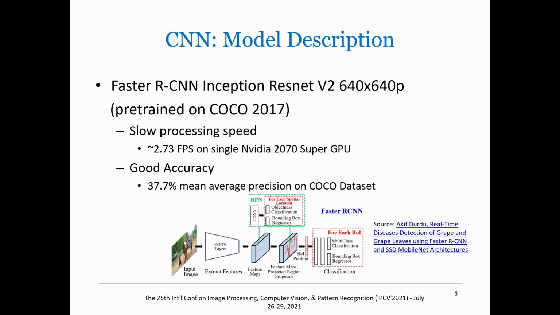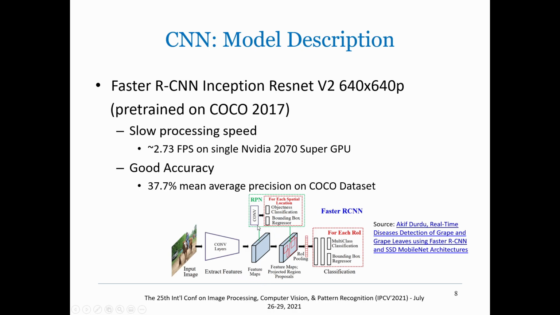How does Faster R-CNN compare to other object detection methods? Well, it's quite slow for processing, but it has good accuracy. We can see a diagram of how the model works at the bottom. We take our image, we input it into the convolutional layers, which will output the feature maps.